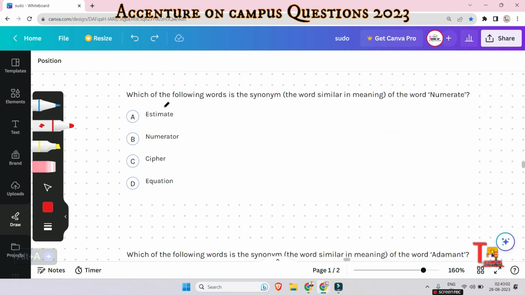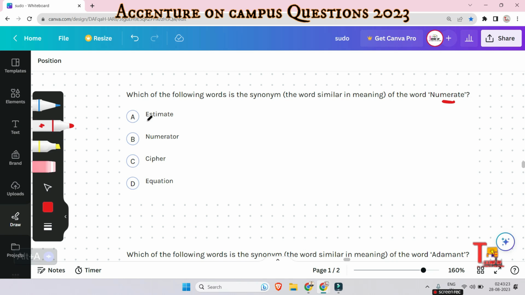Next question is, which of the following words is the synonym of the word numerate? Estimate, numerator, cipher, or equation? Actually, the meaning of numerate is having basic knowledge and skills in arithmetic and mathematics, able to understand and work with numbers, right?